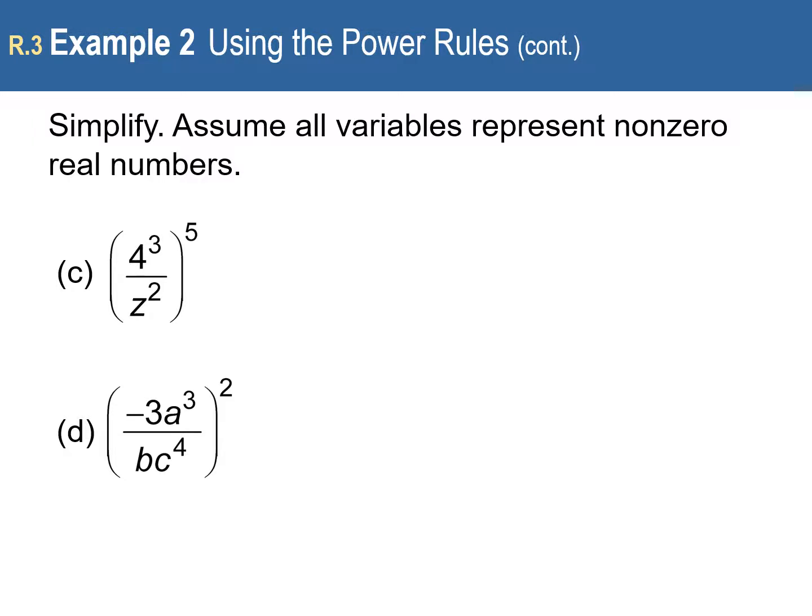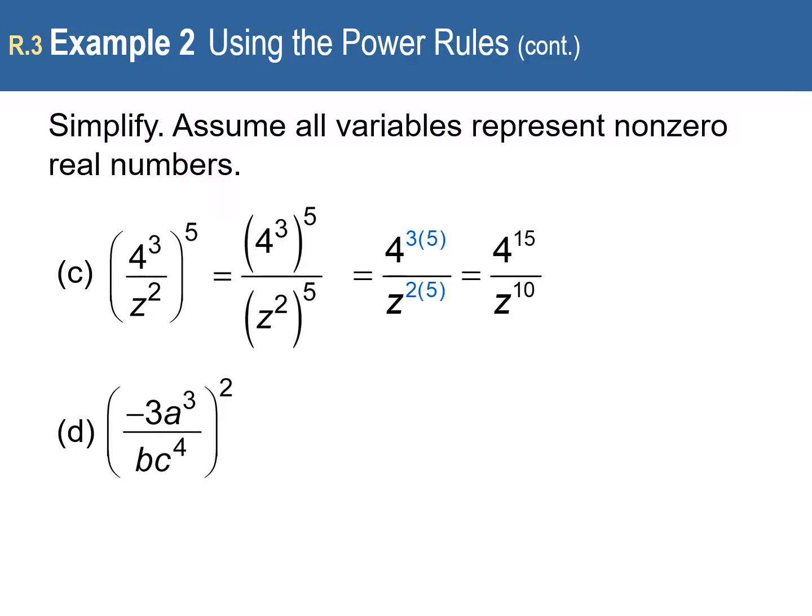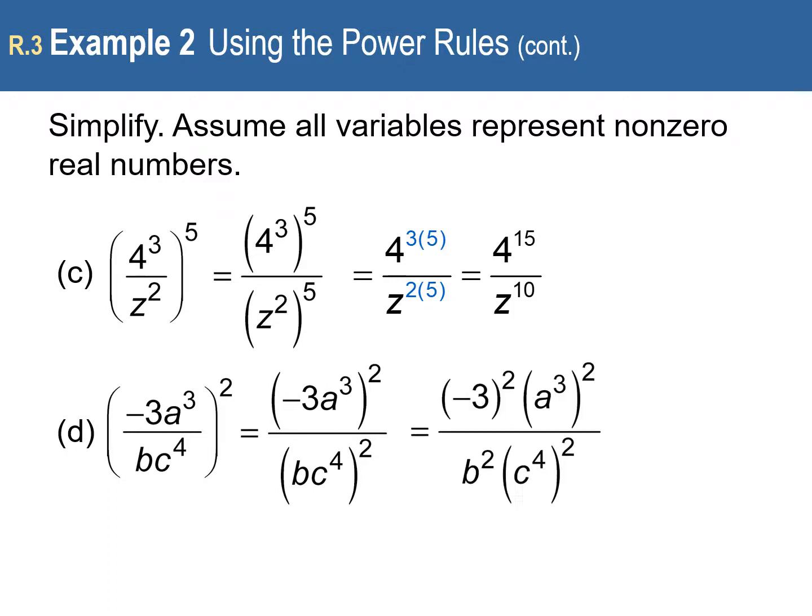Now, what do you do when we have these fractions? Well, remember this becomes 4 cubed to the 5th divided by z squared to the 5th. So this becomes 4 to the 15th divided by z to the 10th. For this last one here, remember the square goes for both numerator and denominator. So this becomes -3 squared times a cubed squared divided by b squared times c to the 4th squared. So this becomes 9 a to the 6th divided by b squared c to the 8th.